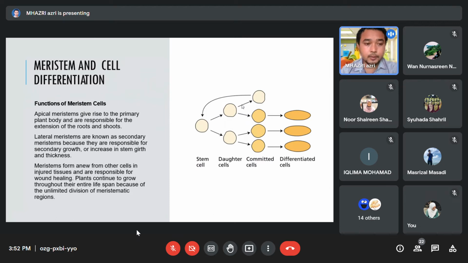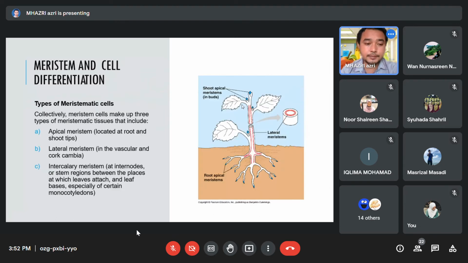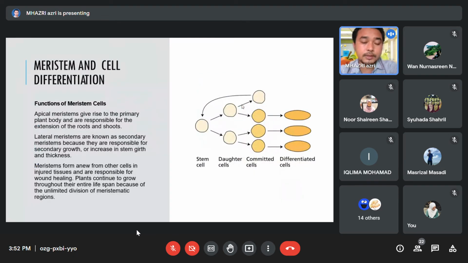So what are the functions of apical meristems, lateral meristems, and intercalary meristems? Apical meristems give rise to the primary plant body. What is the primary plant body? It will produce shoots, which will mature and become stems, and it will produce roots. Lateral meristems are known as secondary meristems, or are involved in secondary growth, because they increase stem girth and diameter.